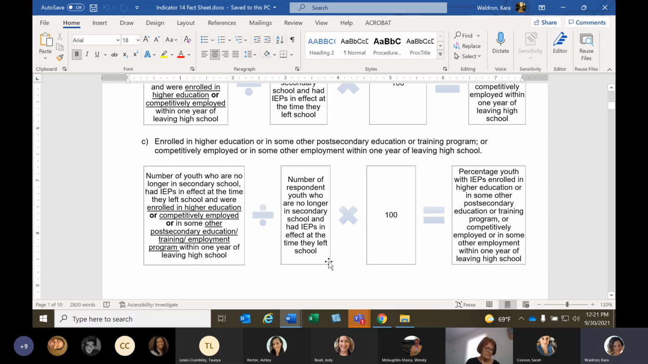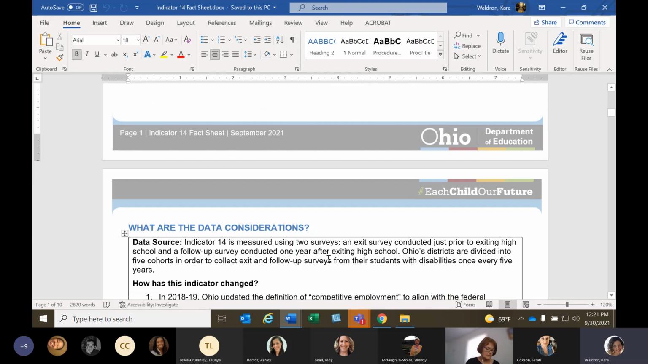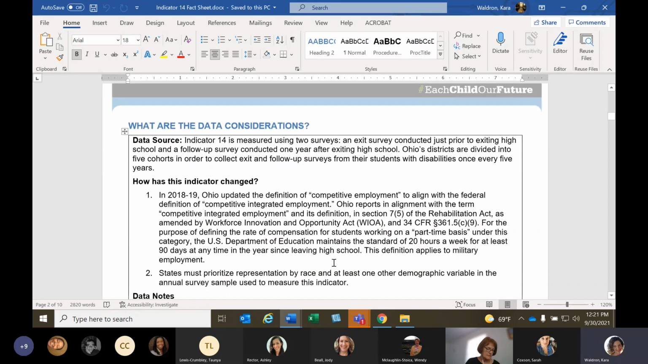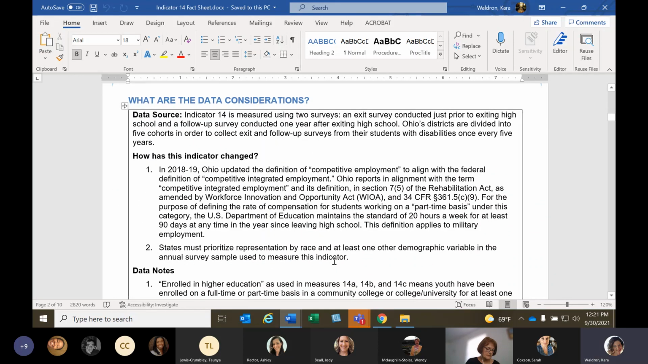Okay, so with that in mind, let's break down these terms a little bit because that is important for understanding how the indicator is measured. The first thing to note, as much as we would love to have this kind of data for all of our students with disabilities 1 year after they leave high school, we don't have a mechanism, at least yet, for capturing that data statewide. It is certainly an undertaking.